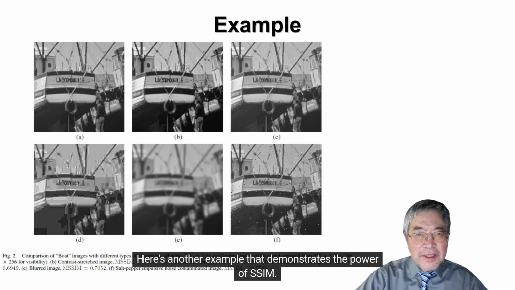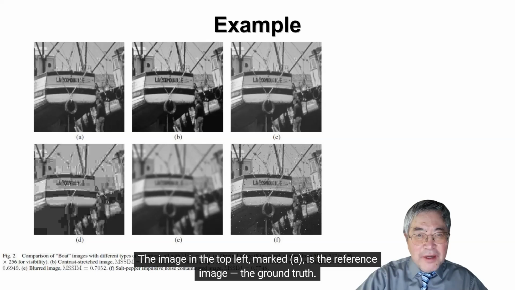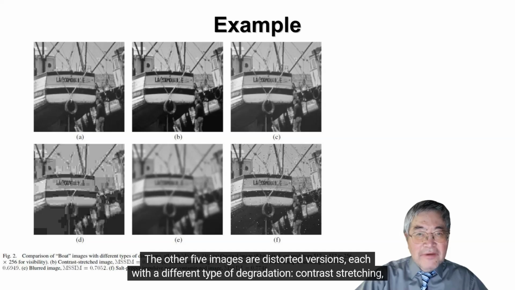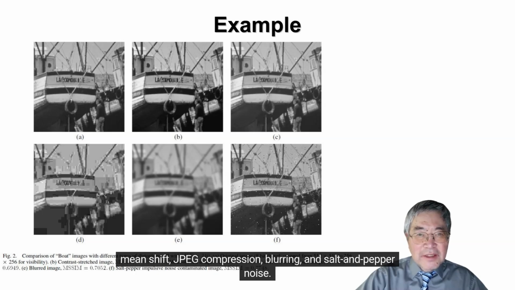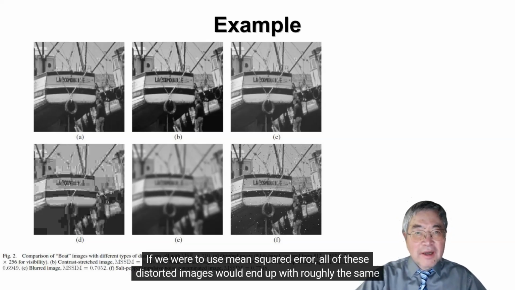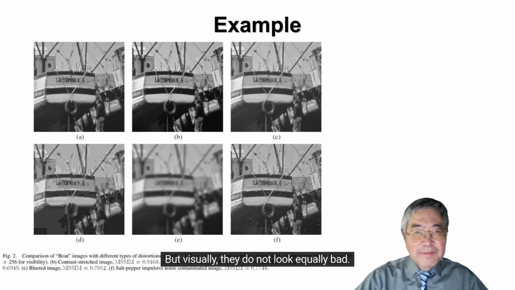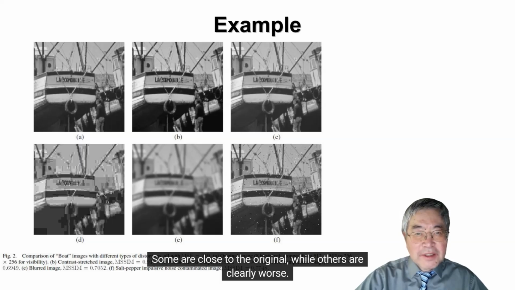Here's another example that demonstrates the power of SSIM. The image in the top left marked A is the reference image, the ground truth. The other 5 images are distorted versions, each with a different type of degradation: contrast stretching, mean shift, JPEG compression, blurring, and salt and pepper noise. If we were to use mean squared error, all of these distorted images would end up with roughly the same error value. But visually they do not look equally bad. Some are close to the original, while others are clearly worse.